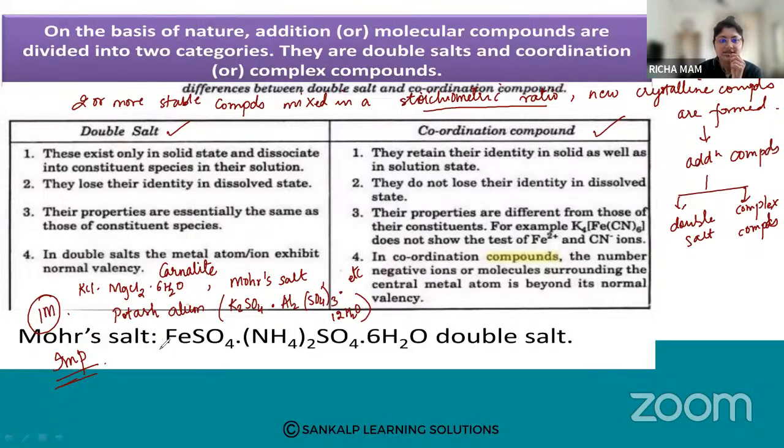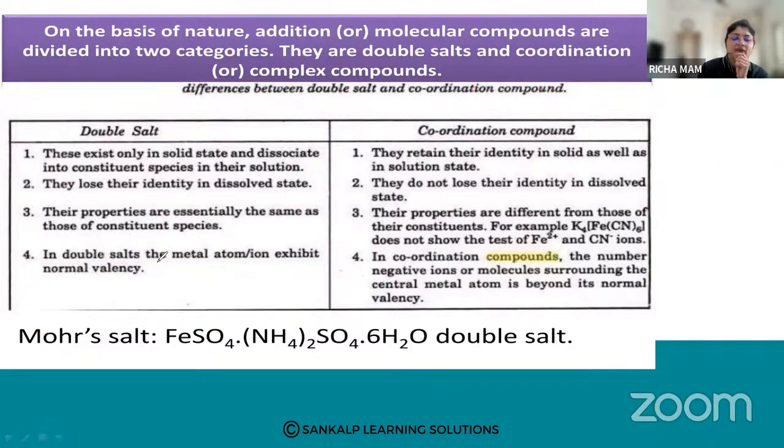Please remember these examples: Mohr's salt, potash alum, and carnallite. These are the examples of double salt. Is it clear? What is an addition compound? What is a double salt? Next we are going to move on to complex compounds. What are these complex compounds?